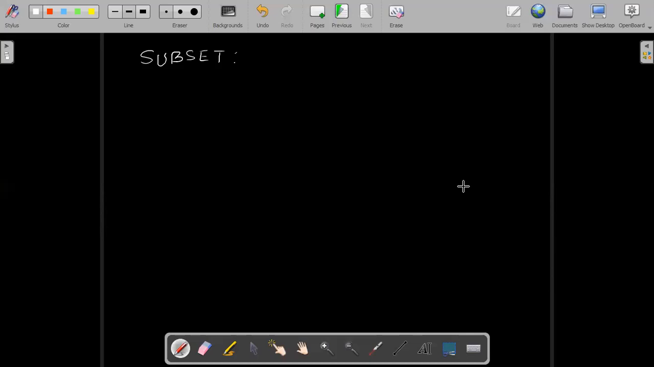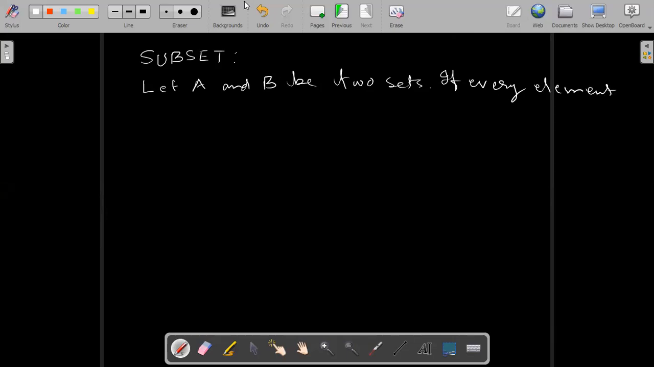Subset. Okay. In general, we can say that if there are two sets, let's say A and B be two sets, and if every element of A is an element of B, meaning every element of A should be in the set B, belongs to B. We can say every element of A belongs to the set B. Then we can say that A is called a subset of B.